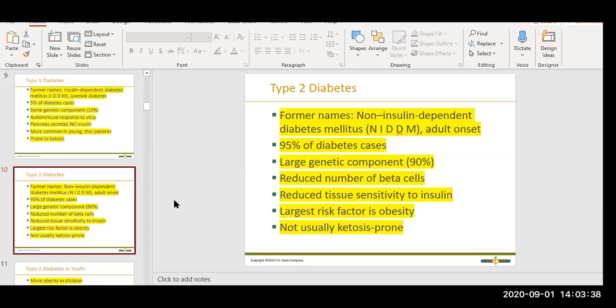And type 2 diabetics usually are not prone to diabetic ketoacidosis or ketosis, but we'll talk more about that later. So make sure that everyone understands these two different types, type 1 and type 2, who's at risk, and what the components of each of these disorders are. So you understand type 1, you can't do anything about it. Type 2, you can, right?